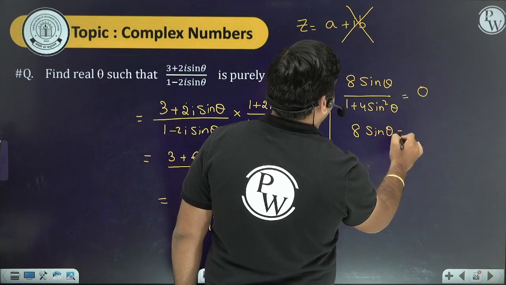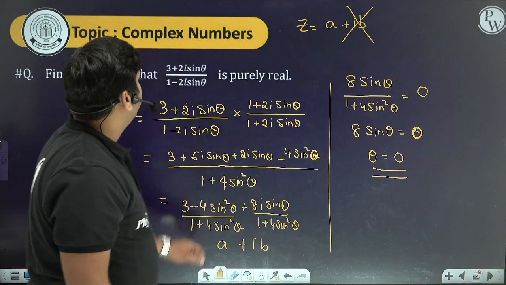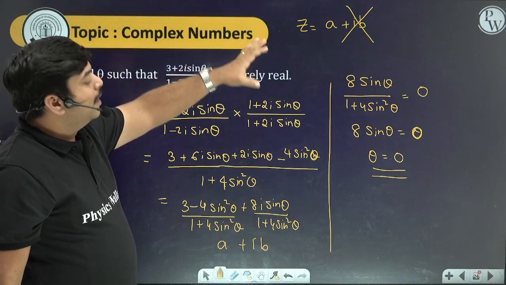So if theta is 0, what happens? This becomes 0. This becomes 0. You'll get just 3 by 1. That is purely real. Here it is very simple, people. In this question, it was very simple to get theta equal to 0, but not in all the questions.